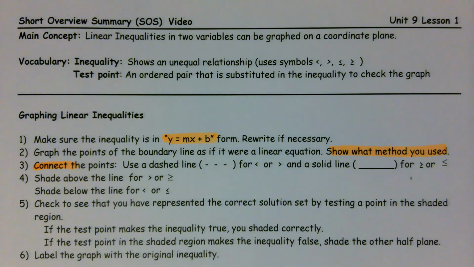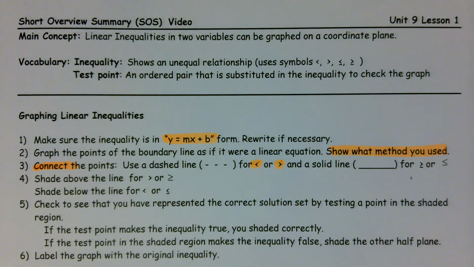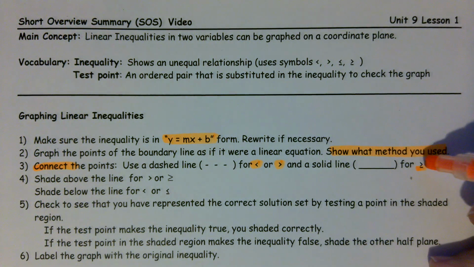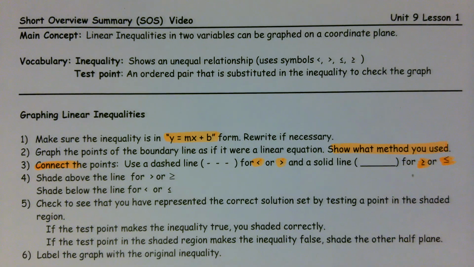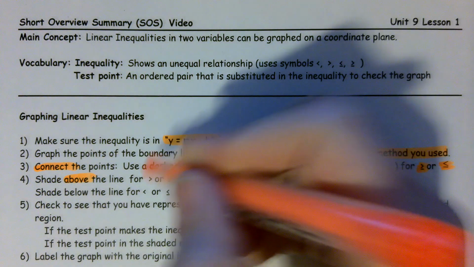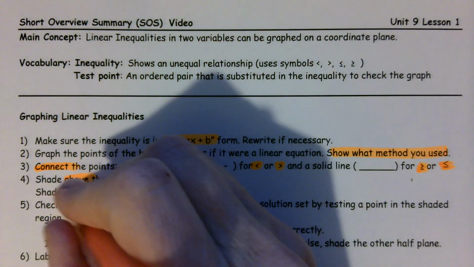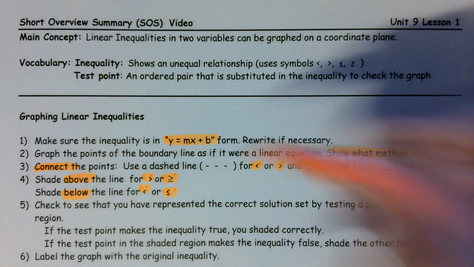After you've plotted the points, you're going to connect them. We are going to use a dashed line for the boundary line if we have a less than or greater than symbol, because the points that would normally be on the line are not allowed to be included. We're going to make our boundary line a solid line if we have the inequality symbols greater than or equal to or less than or equal to. Now, look at your boundary line, and shade above it if you have either of these symbols, or shade below it if you have a less than or equal to.